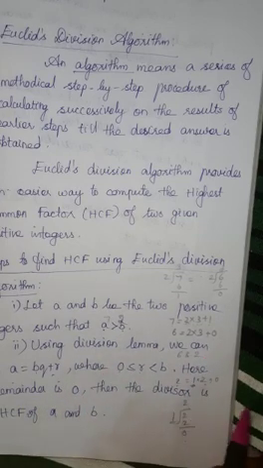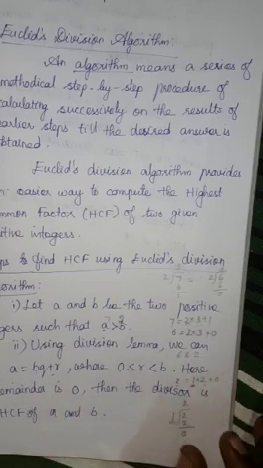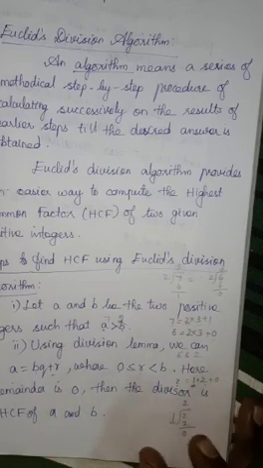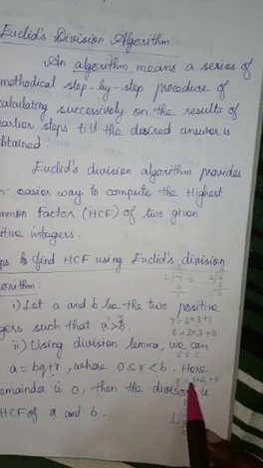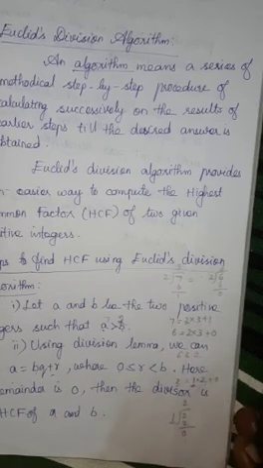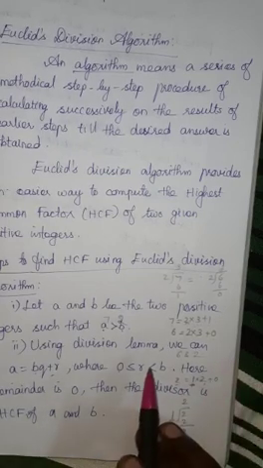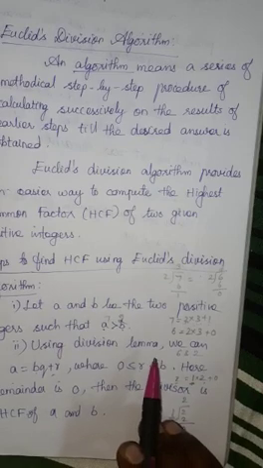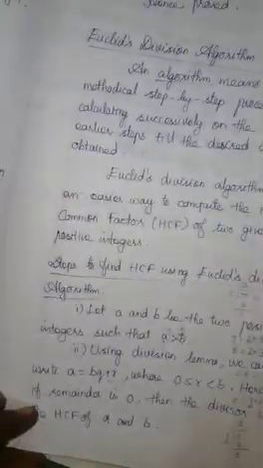You need not use the factorization method if you use the division lemma, whether the number is big or small. For small numbers, factorization is easy, but for a big number, we don't know which is a suitable number to factorize. This division lemma is easy to find out the HCF. Am I correct? When you do it, you will understand.